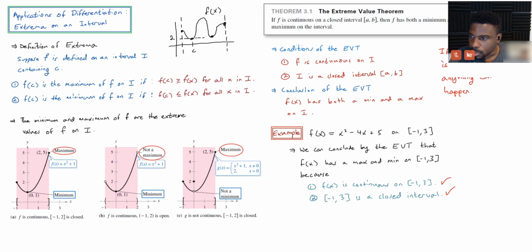Okay, so does the extreme value theorem make sense? Is it understandable?